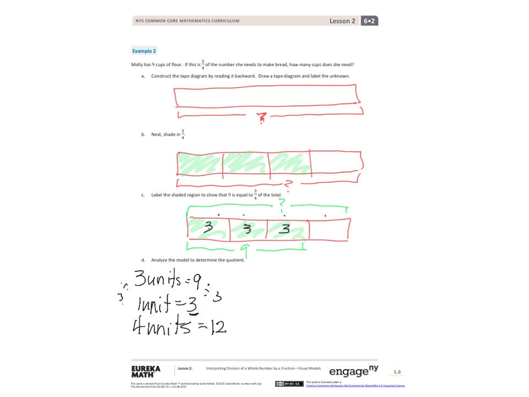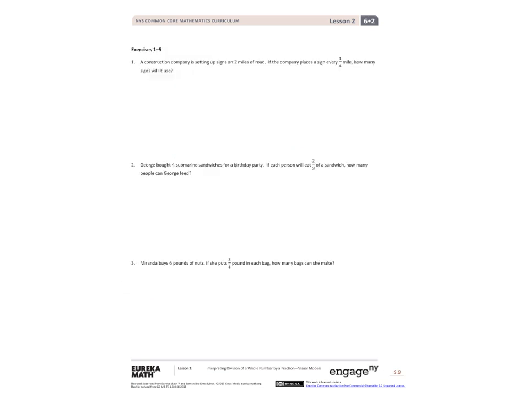And what is my label? 12 cups of flour. So that's what this total thing is, 12 cups. That's what I want to put in there. So let's go to the next problem and see what we have.